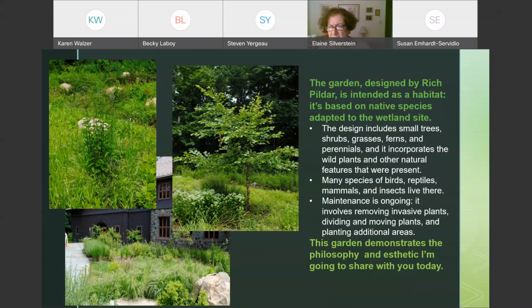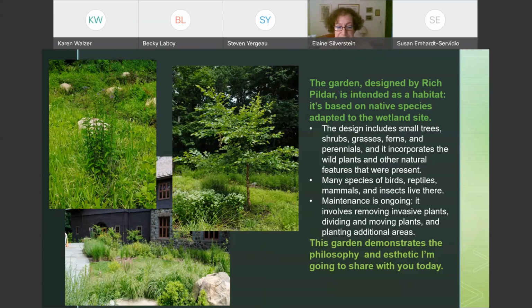So the design includes trees, shrubs, grasses, ferns, and it incorporates wild plants and the other natural features that were present. There's lots of rockery. We found out that there's a place where turtles breed in this habitat. So we try to do everything possible to encourage that, and they do breed there. We find eggs. Many species of birds, reptiles, and mammals and insects live there, and maintenance is ongoing, which is kind of a key point about creating and maintaining a native habitat.